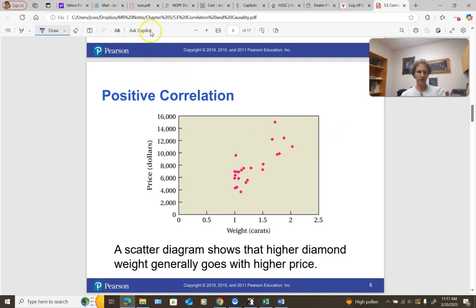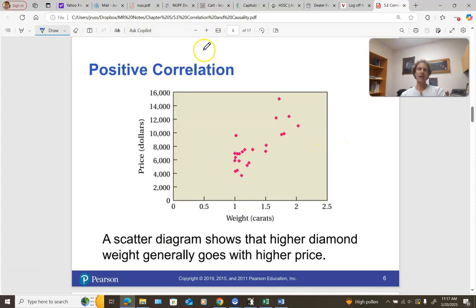All right, so look at this one right here. This is an example in which we see positive correlation between two variables. You could say the first variable is weight.